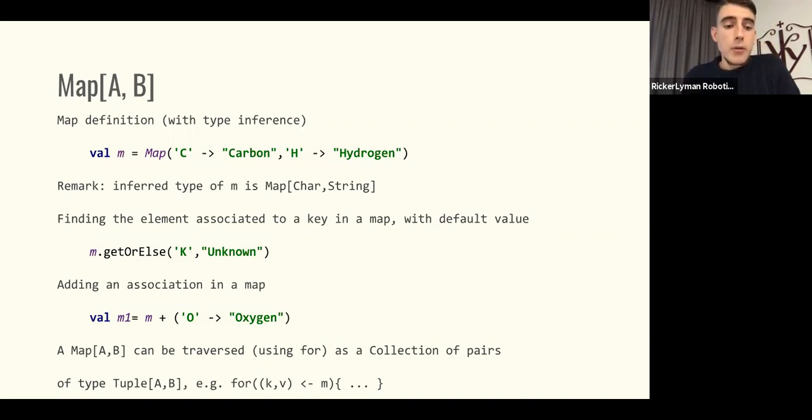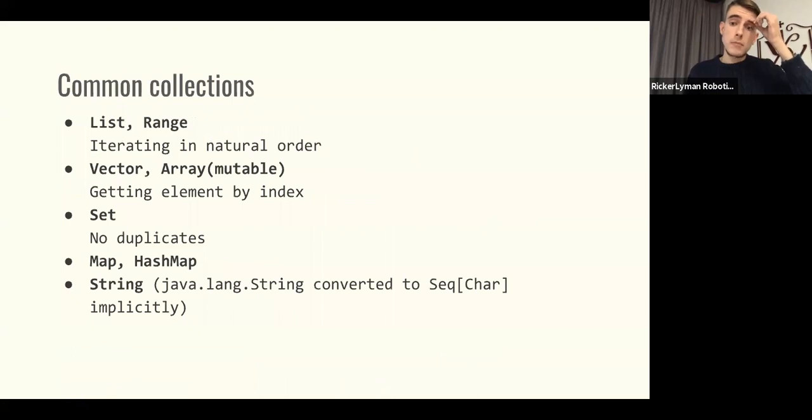Yeah, so this is how we work with maps. In fact, a map can be treated like a sequence of such tuples, basically such pairs of key values. That way we can use a for comprehension. There is a syntax at the bottom just to traverse through the map, through the key values of that map. Yeah, so this is pretty straightforward.